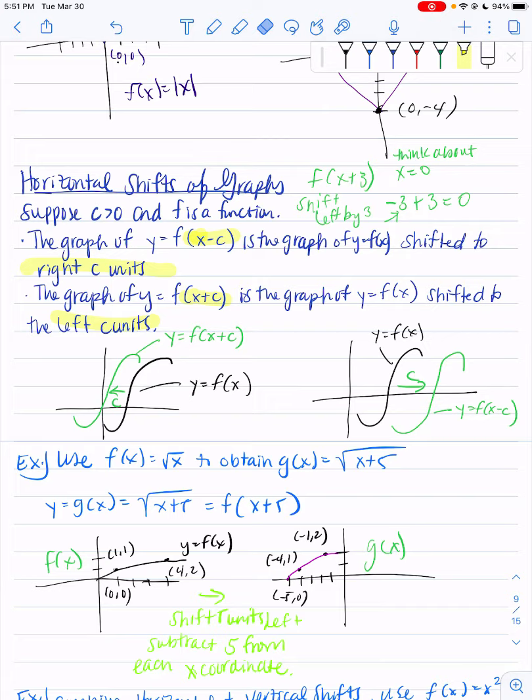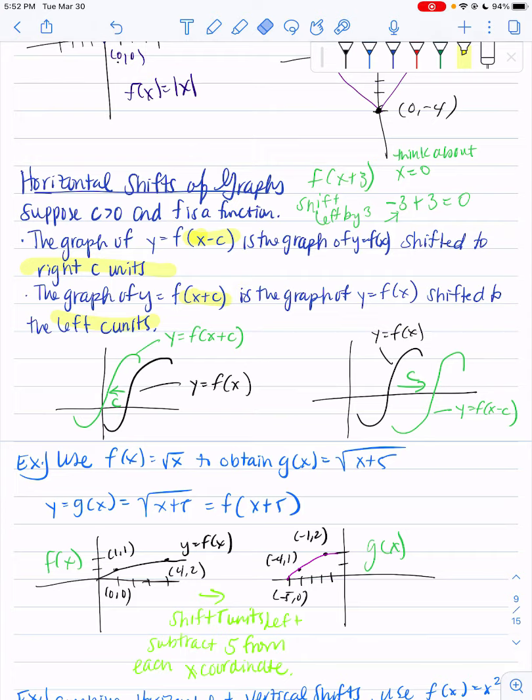So you might think, that's kind of weird. If it's x minus c, wouldn't the minus imply that we're shifting left, and the x plus c imply that we're shifting right? That's intuitively what we would think, but it's actually the opposite.